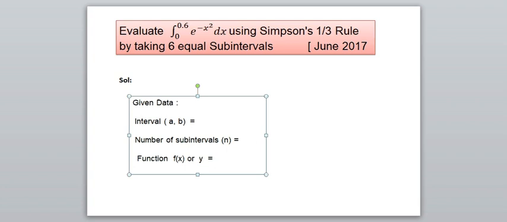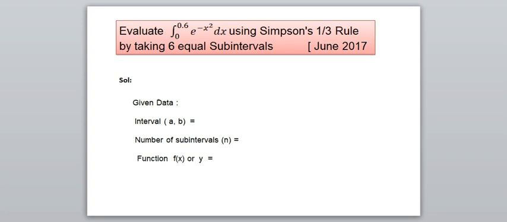Now in this problem we try to use Simpson's 1/3 rule to find the integral of e power minus x square by dividing it into 6 subintervals. First let us see what is the interval in the given problem. The given interval is 0 to 0.6.